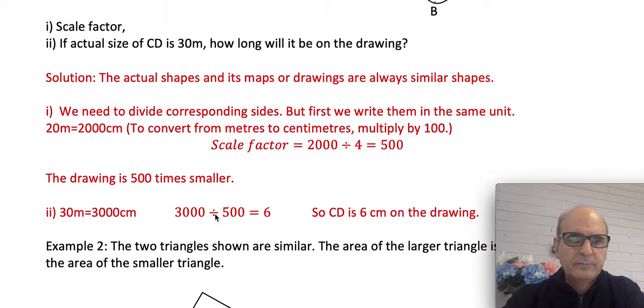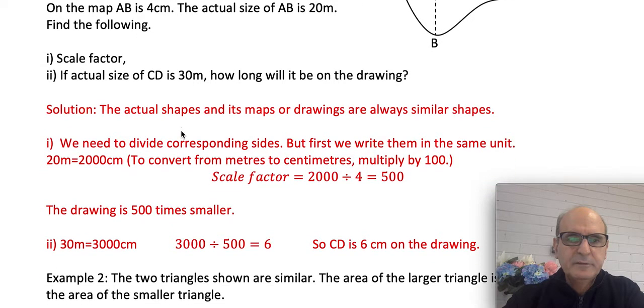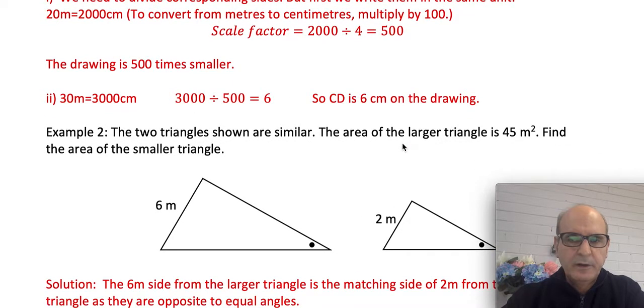Now in part 2, they are saying that CD is 30 meters, how long will it be on the drawing? So 30 meters, we can again change to centimeters, that becomes 3000 centimeters. That is the actual size. But we said that we need to divide it by the scale factor to see how long it will be on the drawing. So 3000 divided by 500 is 6. So CD will be 6 centimeters on the drawing.